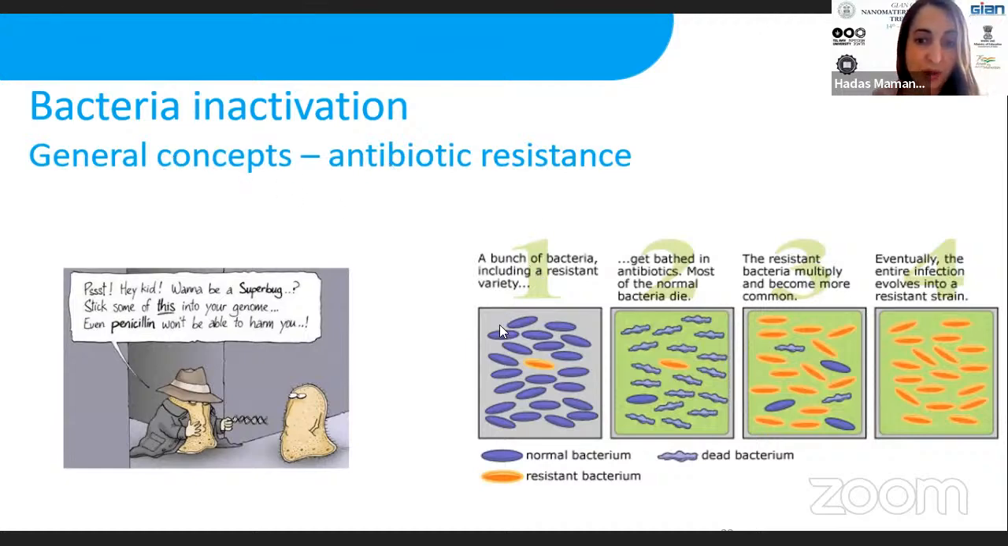Now, the general concept of antibiotic resistance, for example, we can see in this figure a bunch of bacteria, including only one resistant variety. Upon exposure to antibiotics, most of the bacteria are dead, and there's one resistant one that is actually surviving, and another normal bacteria that survived. Now, the resistant bacteria multiply and become more common. Eventually, the entire infection evolves into a resistant strain, okay?